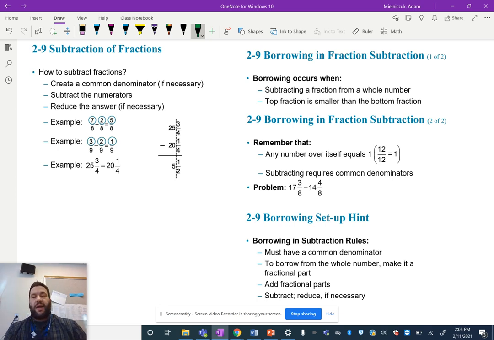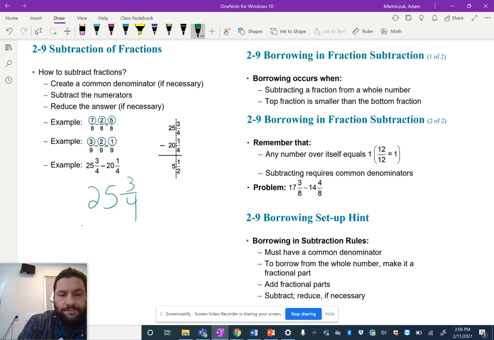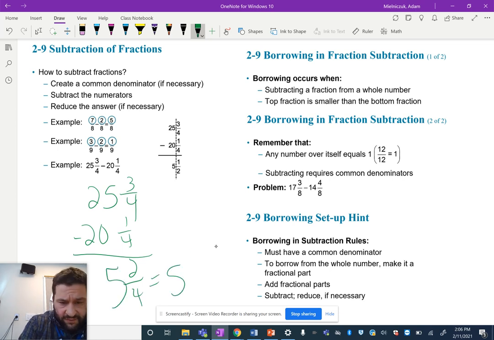25 and 3/4 minus 20 and 1/4. What I would do for this one is I would do pretty much what they're showing. I'd line them up and I'd subtract them. So 3 minus 1 gives you 2/4. 25 minus 20 gives you 5 and 2/4, which would simplify to 5 and 1/2.